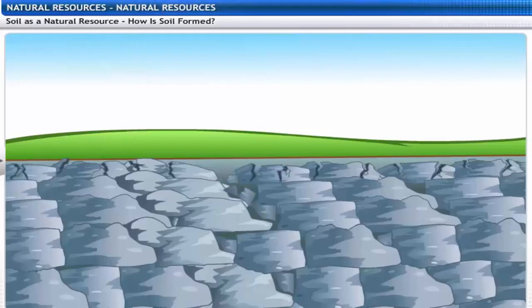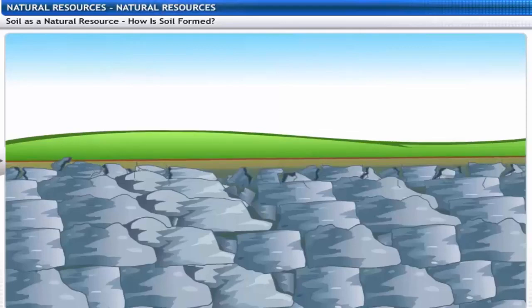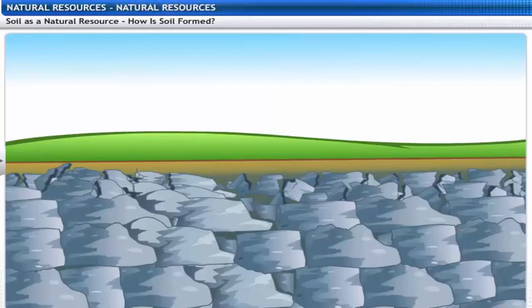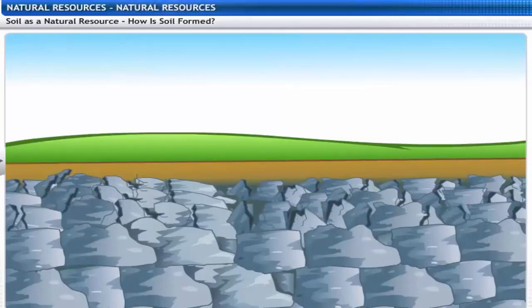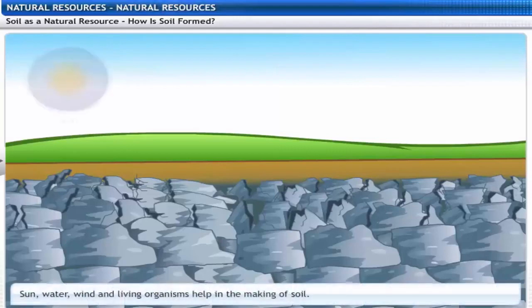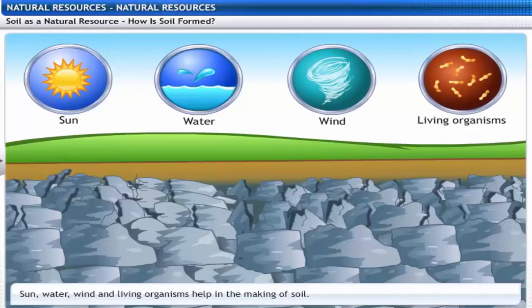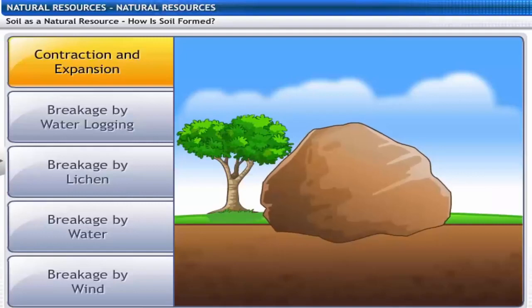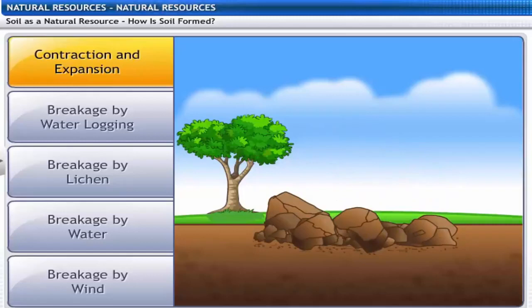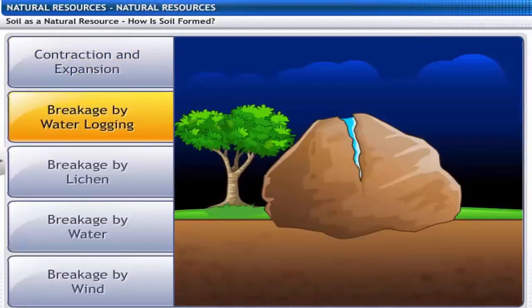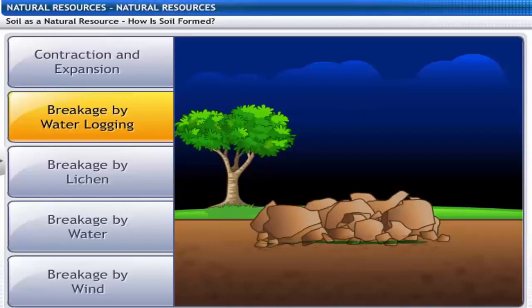Over millions of years, rocks on the Earth's crust have been broken down by physical, chemical, and biological processes to make soil. Sun, water, wind, and living organisms are the factors that help in the making of soil. Due to uneven contraction and expansion, rocks crack and break into smaller particles of soil. Water logged in the cracks of rocks freezes, and the cracks widen to eventually break into soil.